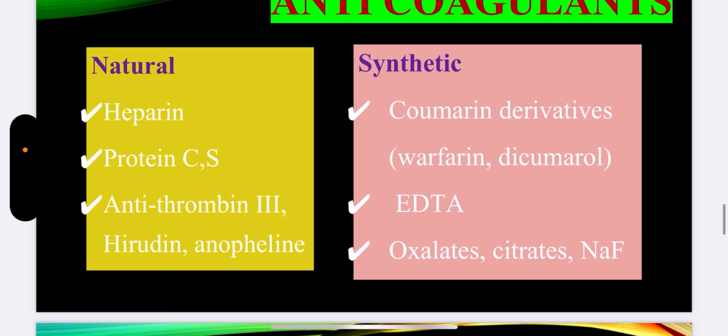Then EDTA. What is the full form of EDTA? Ethylene diamine tetraacetic acid. Then there are oxalates, citrates, sodium fluoride. So what is the use of these anticoagulants? They can be given in certain conditions like for the treatment of myocardial infarction, stroke, in case of lead poisoning, atherosclerosis, angina, or it can be used in our labs also for the estimation of hemoglobin, PCV, ESR, etc.